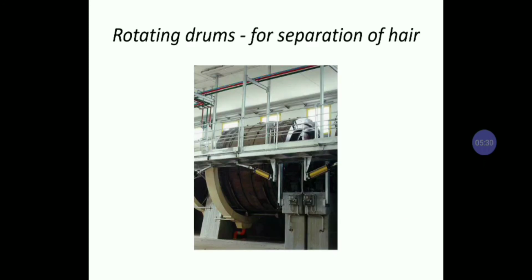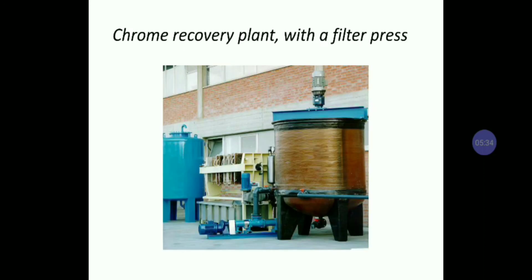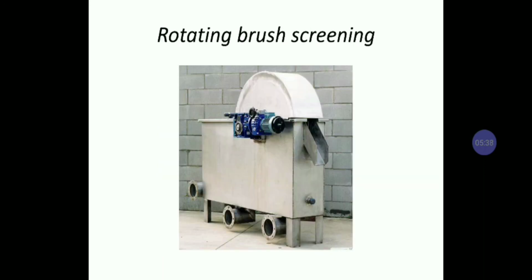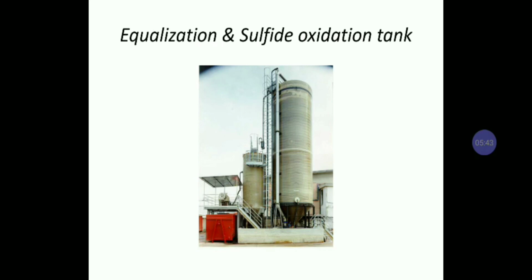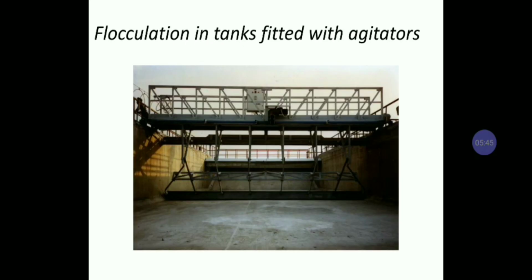It is a picture of the rotating drum which is used for the separation of the hair, and a picture of the chrome recovery plant with the filter press, and this rotating brush screening, equalization and sulfide oxidation tank, and the flocculation tank which is fitted with an agitator.